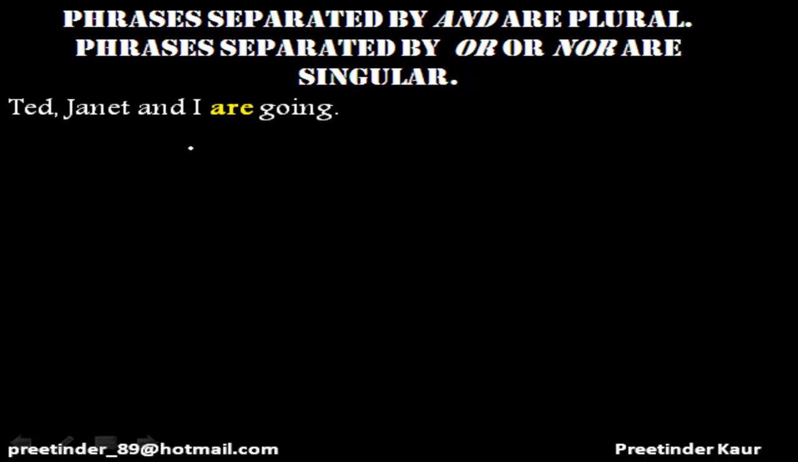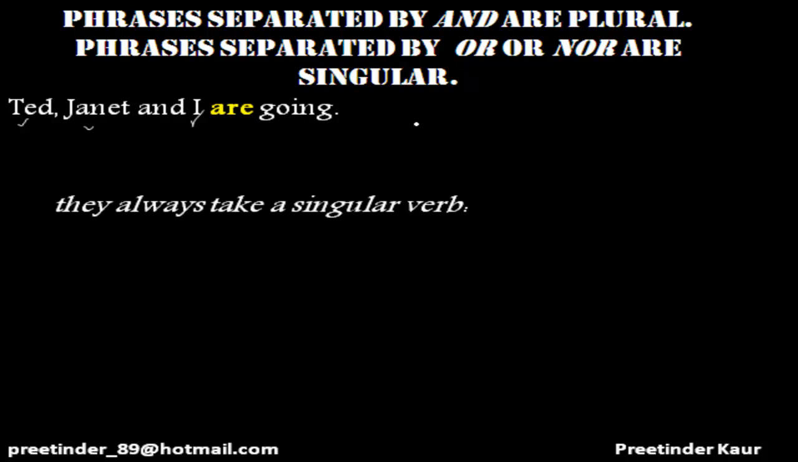For example, Ted, Janet and I are going. Now why are we using I? Why are we using are? Because we are using it for Ted, we're using it for Janet, and we're using it for I. So there are 3 people in all, so the 3 people are going. Ted, Janet and I are going.